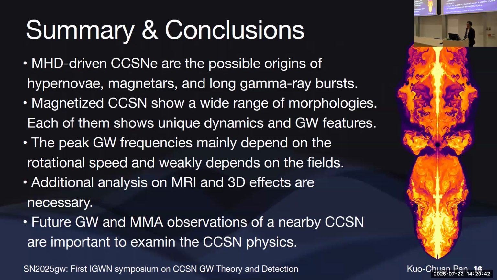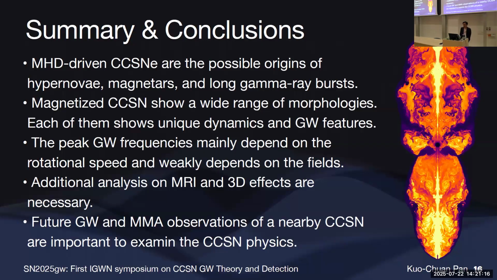Okay, so then the conclusions are here. First, MHD-driven supernovae are associated with hypernovae, magnetars, and long gamma-ray bursts. They can also have many different morphology types, and each of these morphologies has its own unique features in gravitational waves.